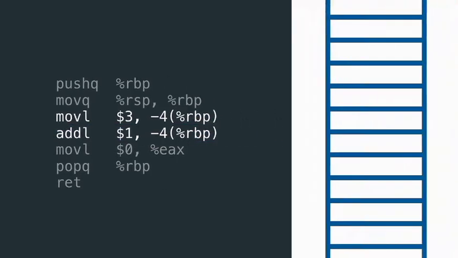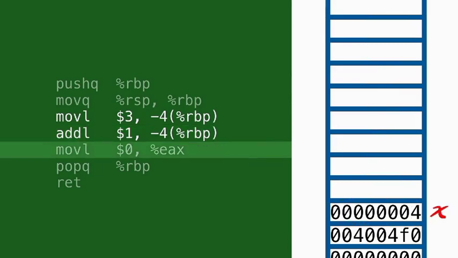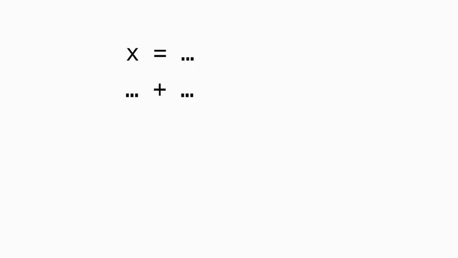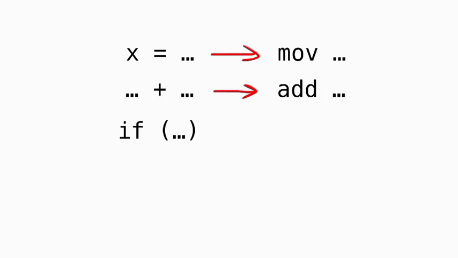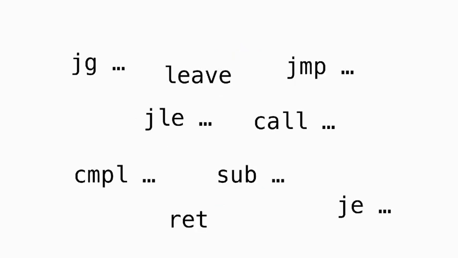Let's run it. The value 3 appears in that memory location designated for the variable x, and then the value becomes 4. Now, so far, we've seen how variable assignments and simple mathematical operations get translated. But it's not so simple for if statements, loops, and functions. There are no machine instructions that are direct equivalents. Instead, we need to emulate their behavior with instructions that do exist.